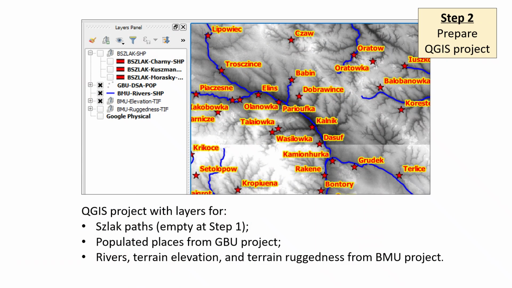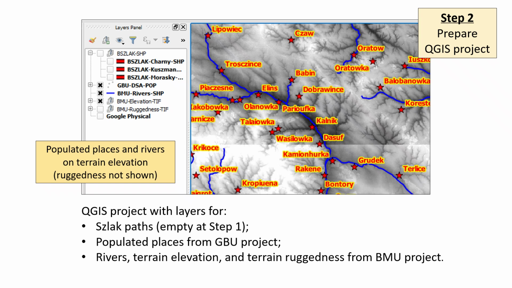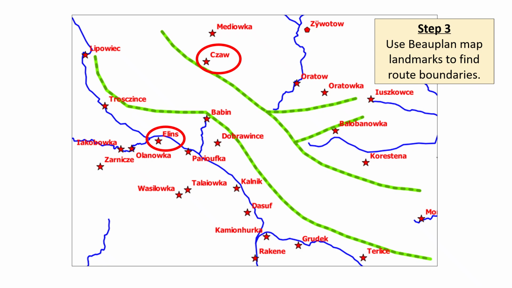The next step is to prepare a QGIS project where we will trace the Schlock routes. Here we see a populated places layer from our Gazetteer Beauplan's Ukraine project superimposed on rivers and elevation-based maps with our two example landmarks highlighted. Next, we use landmarks from Beauplan maps and modern sources to find boundaries within which a route should run. Here, we see that the section of the Charney Schlock that we are tracing should lie within the green boundary lines we've drawn on the map.